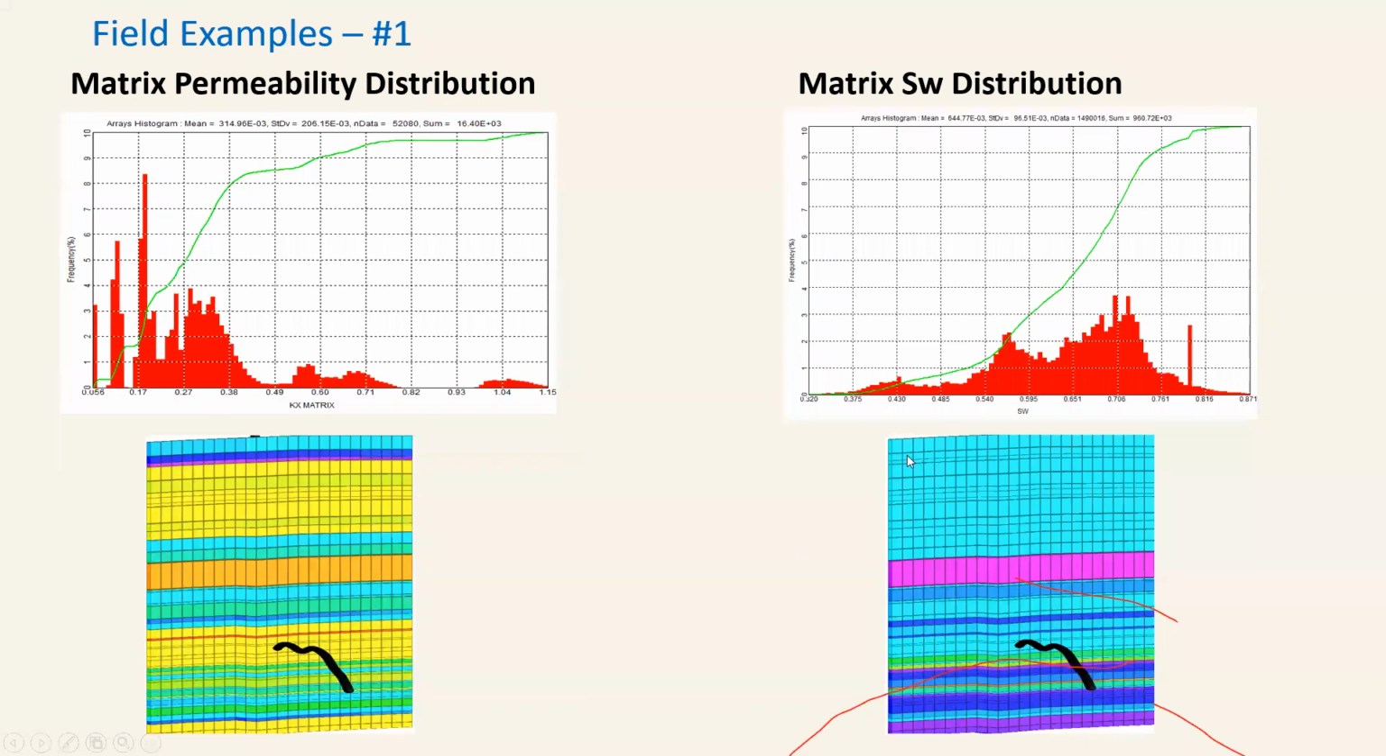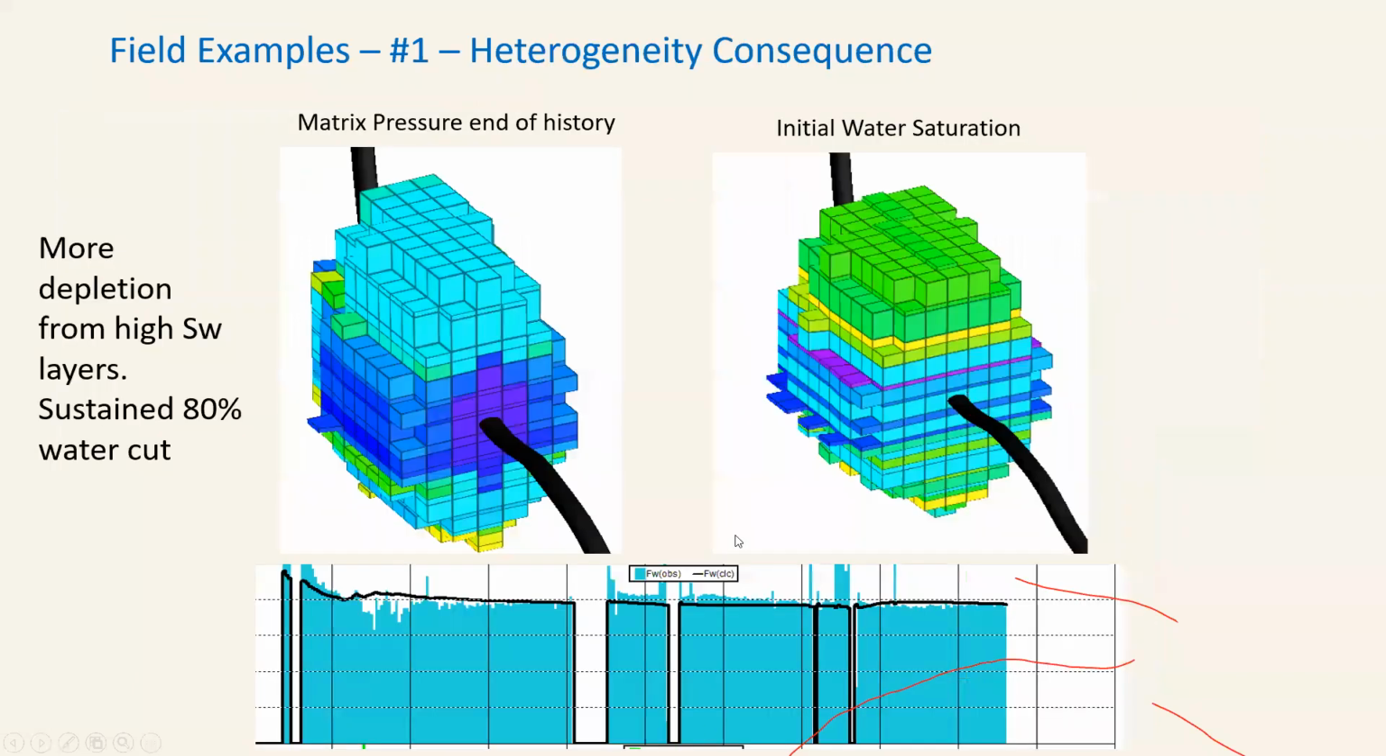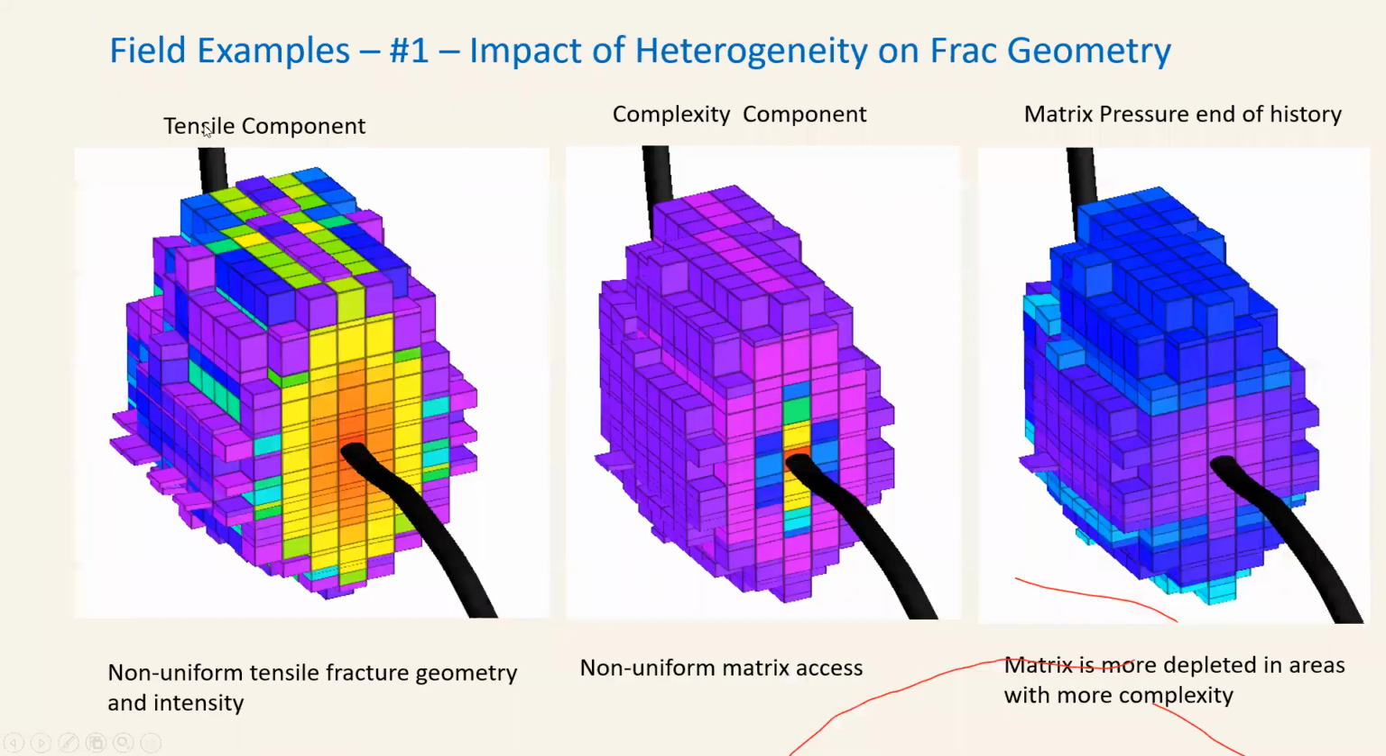So they ended up producing 80% water. Now, if we look at how the frac geometry looks, on the left side here, we have the tensile component of their hydraulic fracture treatment. So this is the extent of their tensile failure mode. Here in the middle, we have the complexity they generated. And as you can see, the complexity was much smaller than their tensile component.